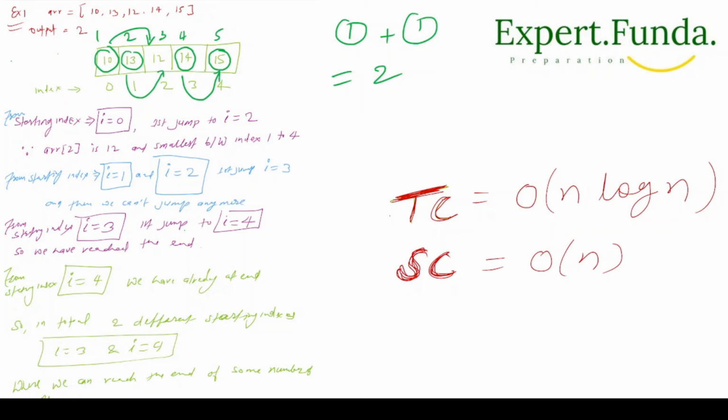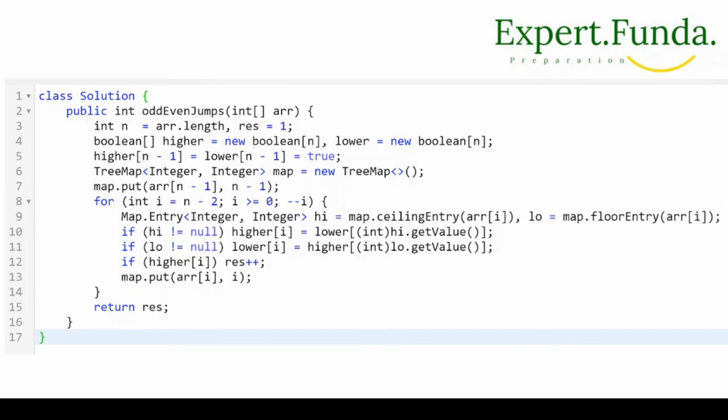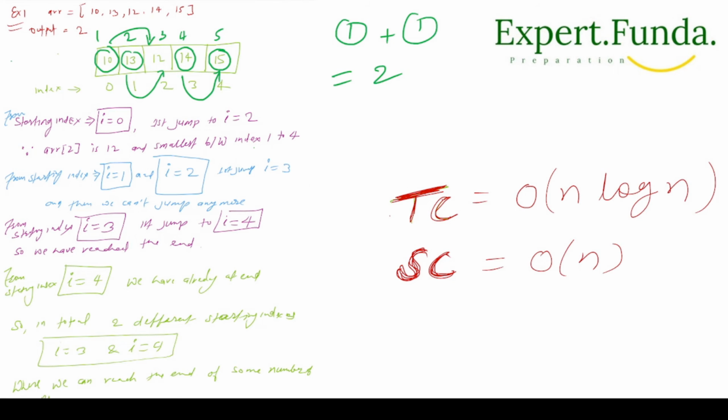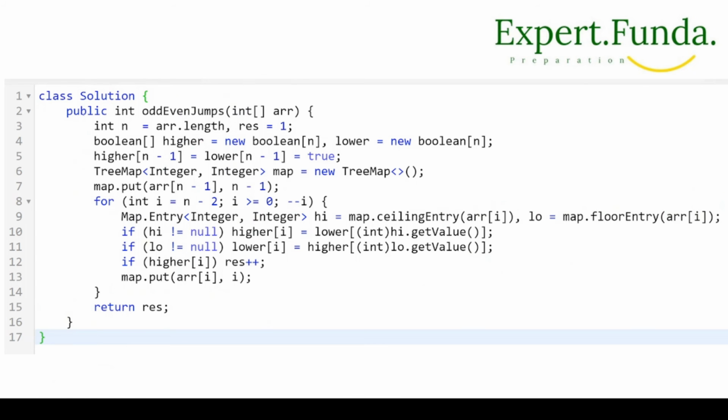I think you got me, okay. Now we have to find the time complexity and space complexity after this understanding, right? So you can note this is the time complexity we will find, O of n log n, and space O of n, right? So how will we implement this?